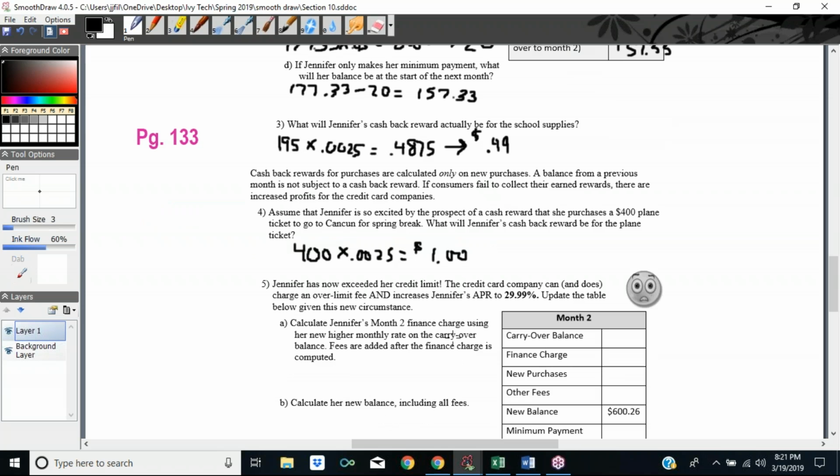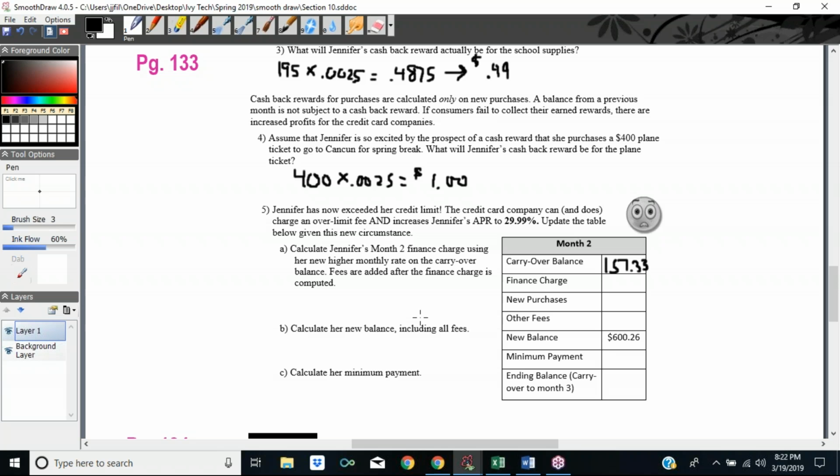Jennifer has now exceeded her credit limit. Well, because her credit limit was $500, right? So it says the credit card company can and does charge an over the limit fee and increases her APR to 29.99%. So we're going to update the table. So the carryover balance, remember, was $157.33.